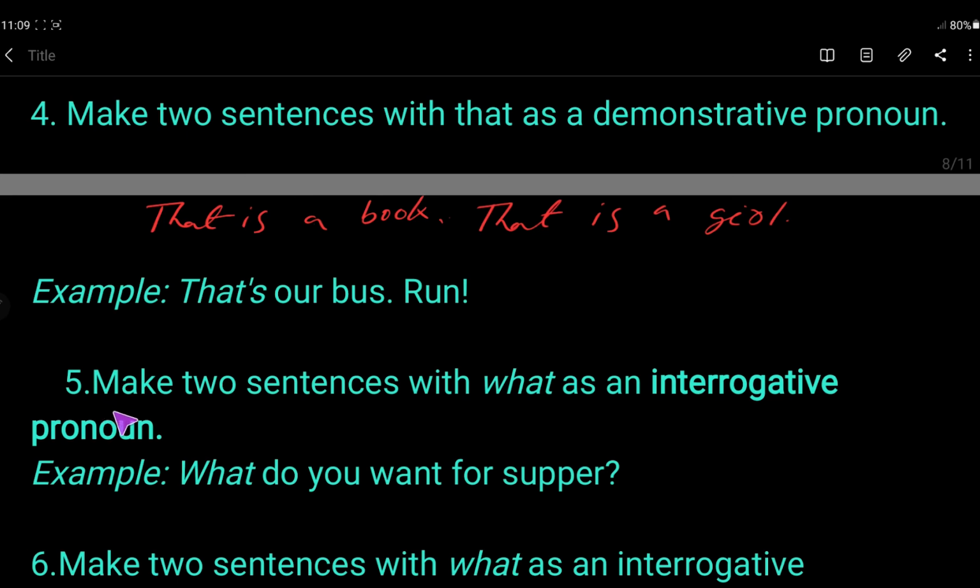Fifth question, make 2 sentences with what as an interrogative pronoun. One is given here, what do you want for supper? We can write, what is your name? And another one we can write, what do you want?